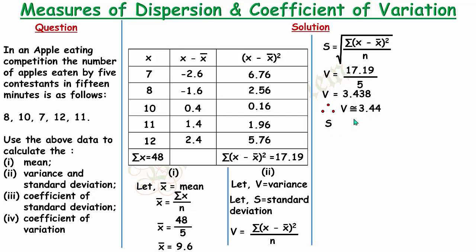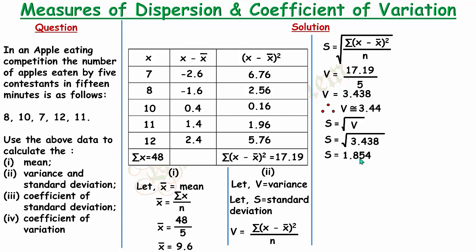Okay, now for the standard deviation, it will be the square root of the variance. So I would rather use the value before the approximation. The reason is because if I use this value, it will minimize my error. If I use the approximate value, it will make the error bigger. I will not want my error to be bigger. I want to minimize my error in solving mathematical problems.